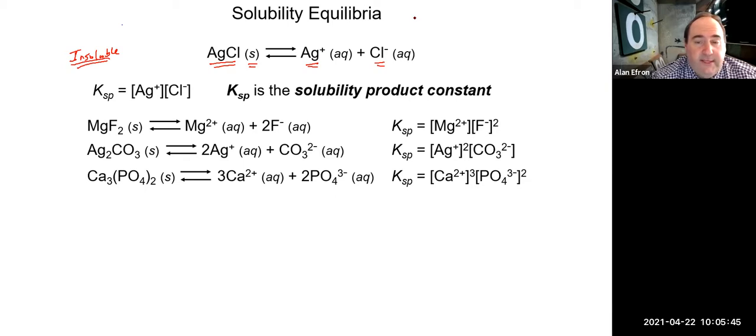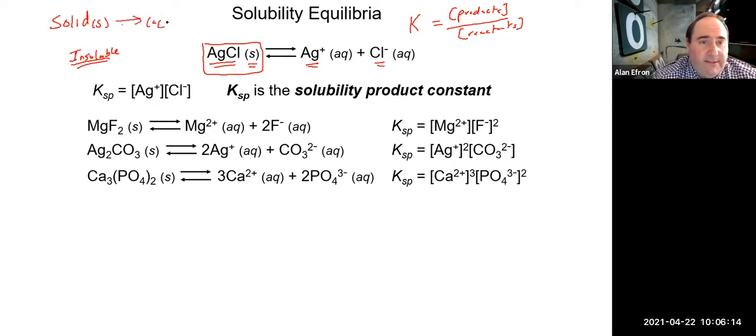And we would do it the same way as we normally would. So this would be our products divided by our reactants, just like we normally do. But there is a slight difference when we deal with Ksp, and it is on the reactant side. When you see these equations, it is always a solid on the left-hand side, going to aqueous ions on the right-hand side, your positive ion and your negative ion.